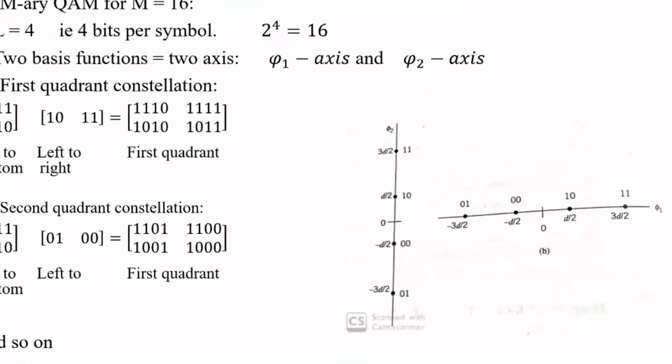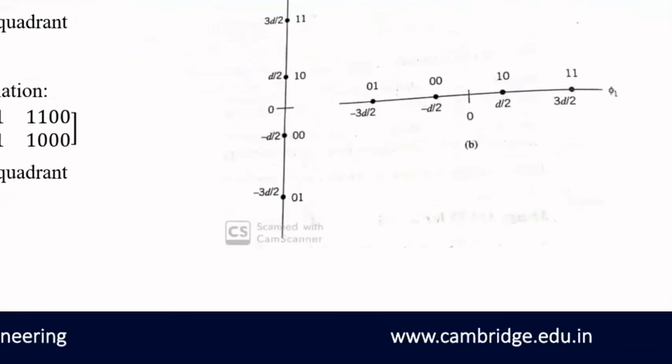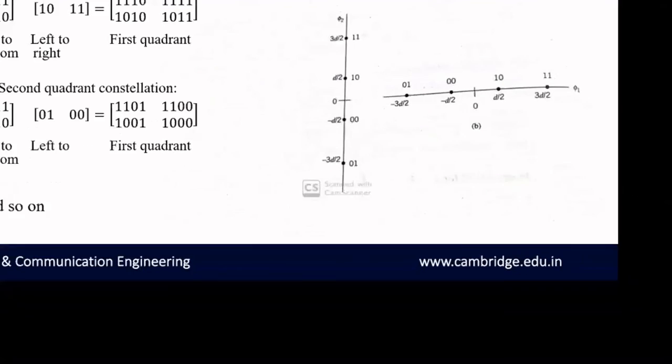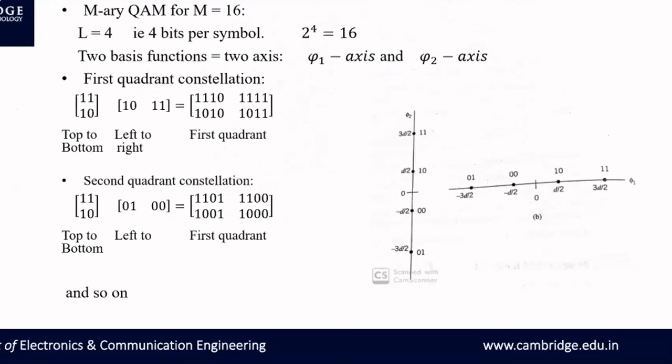Based on this, look at this axis here. On the phi 1 axis, I've chosen 4 different points which are equidistant from each other, and I've assigned the bit patterns 00, 01, 10, 11. But these patterns are not taken in order. They are taken in Gray code condition. First look at this 11: 11 corresponds to the first quadrant, 10 corresponds to the second quadrant, 00 the third quadrant, 01 the fourth quadrant. Likewise you have written here, and on the y-axis also. Based on the Gray code concept, we have developed this system.